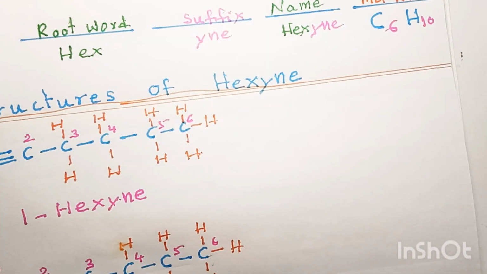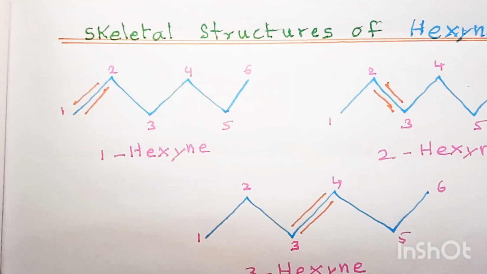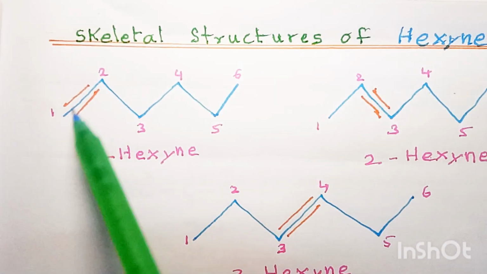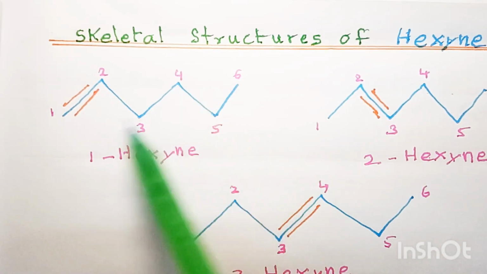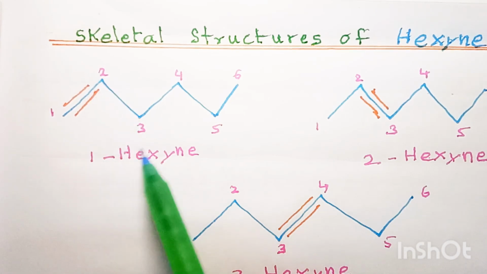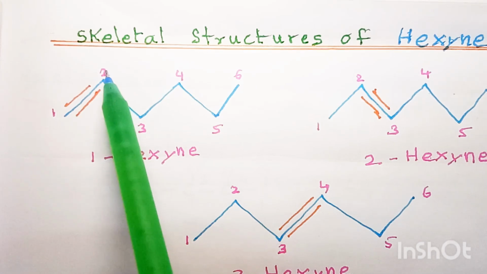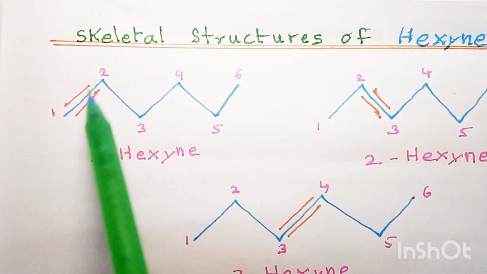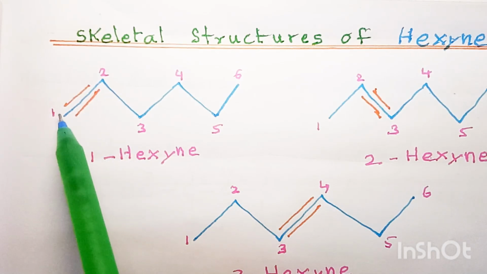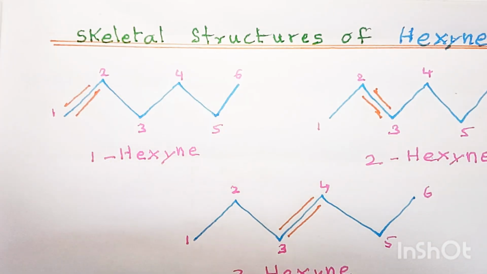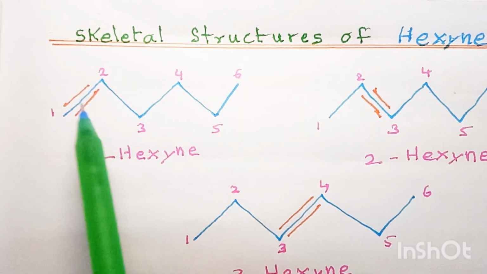Let us see their skeletal structures. So let's draw the skeletal structures. You draw a line like this, bring it down, go up, bring down. So you have 6 carbons: 1, 2, 3, 4, 5, 6. These numbers represent carbon atoms. Draw 2 more bonds here. It becomes a triple bond. So the triple bond is between first carbon and second carbon. It is 1-hexyne.